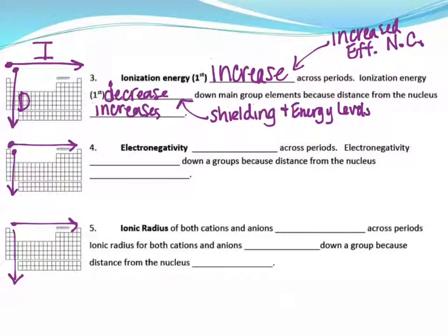What is it? Electronegativity. The ability of an atom in a compound to attract electrons. So this is the ability to steal those electrons away. So who do you think is going to be easier? Who's going to want to steal electrons?